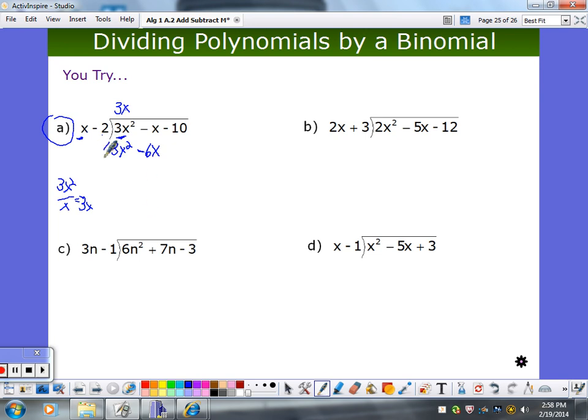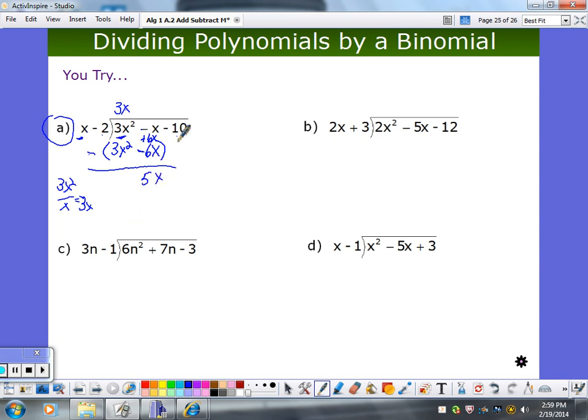Now I have to do a subtract step. Put them in parentheses. Do your subtract step. These will always cancel out if you've done this right. Minus, minus. What's happening here? Plus. That's a plus. I do write it up. I need to see it. So what's negative x plus 6x? 5x.